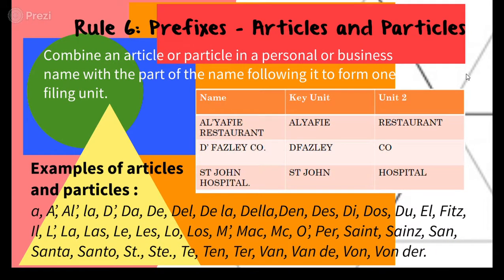Rule number 6, prefixes, articles, and particles. Combine an article or particle in a personal or business name with the part of the name following it to form one filing unit. You can see the example, and below that is the example of articles and particles, such as A apostrophe, AL apostrophe.